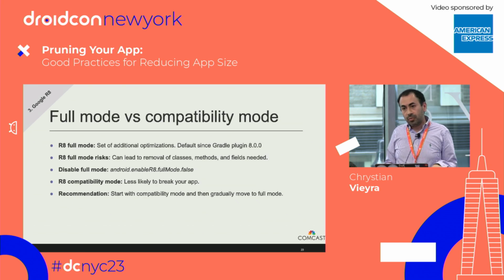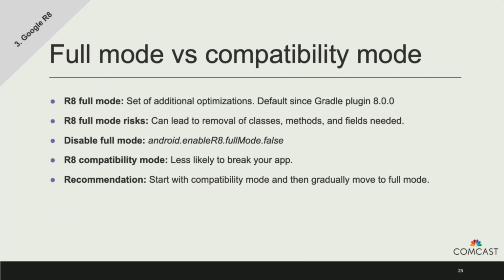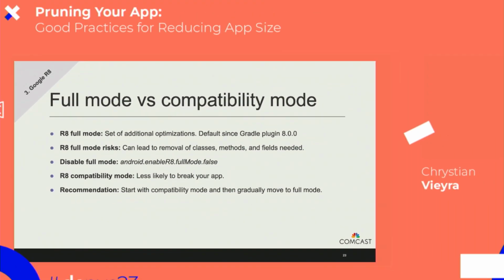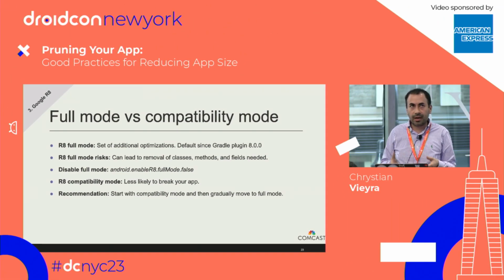There are two modes, full mode and compatibility mode. So if your app currently doesn't have R8 on, you probably don't want to use full mode. And full mode is the default since Gradle plugin 8.0, which came out, I think, in the spring. So you can use compatibility mode. It's a little bit safer mode. What R8 does is just optimizations for your code, right? And it has risks. So if you don't have R8 enabled and you turn it on, you might experience crashes in your app. And we'll talk in a little bit about why, right? So compatibility mode is the safest one. If you don't have it enabled, start with that and then go to full mode.